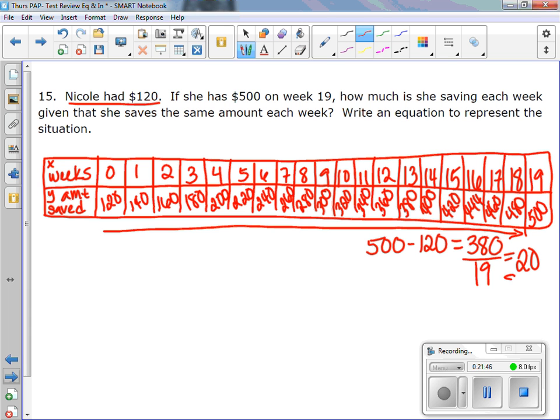Well, she's doing $20 per week. So that's our rate of change, so it goes with our variable. And we started at 120. So that 120 was our initial amount that we had, and then we're getting $20 per week in addition to that. So this is my equation.